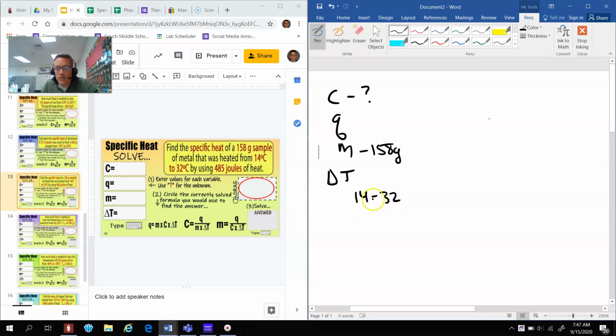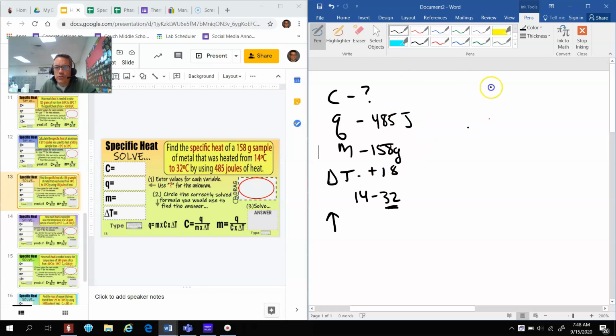So our difference between that, now we don't say 14 minus 32, because again we're looking for what is the temperature change. So if it goes from 14 to 32, that means it's going up, and that tells us we need to have a positive answer. So we subtract. It's going to be 32 minus 14 for us to get that difference. So once you figure out the temperature changes, ask yourself, does that make sense? We're getting something hotter here, so this should be going up. And Q is 485 joules.